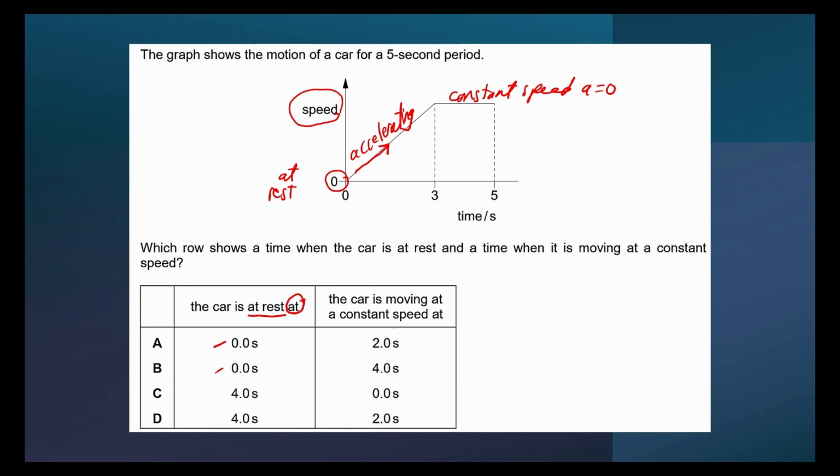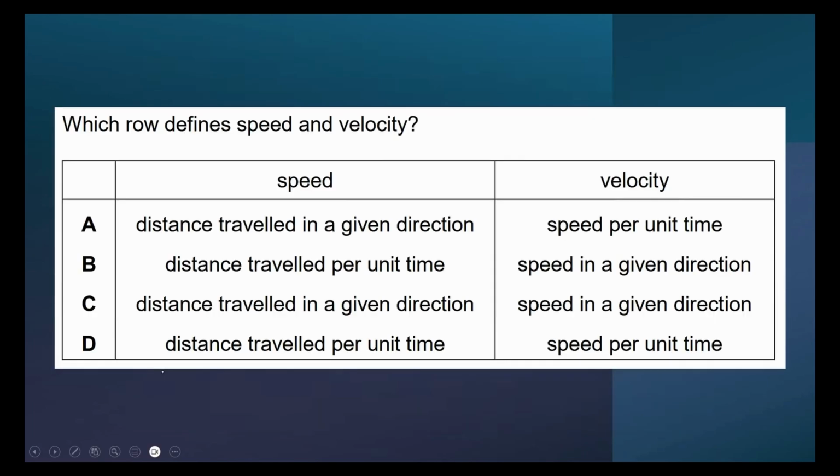Good. At what time is the car moving at a constant speed? It was moving at a constant speed from 3 to 5. So the answer is 4. This means the correct answer is B. Let's move to another question here.